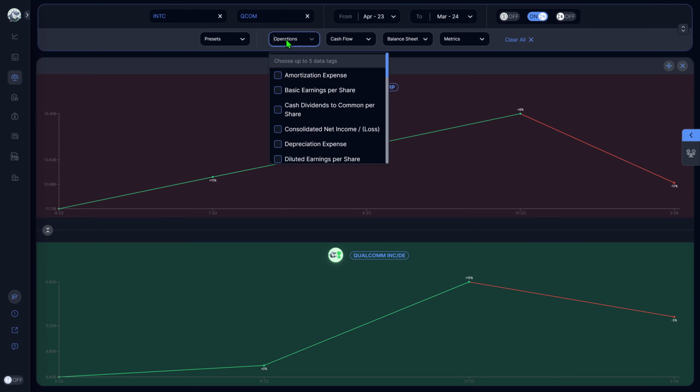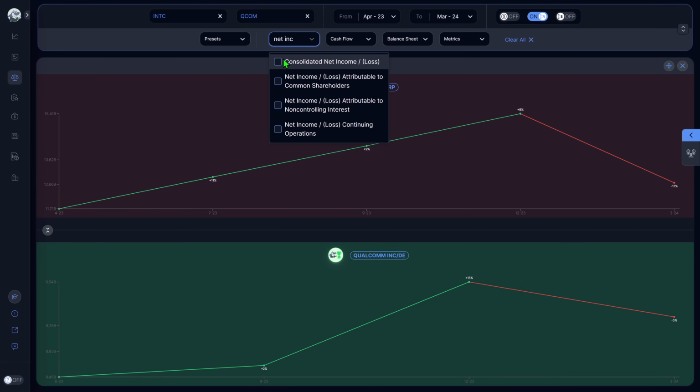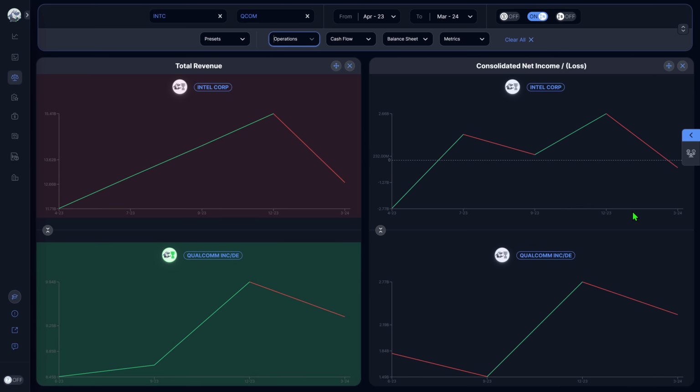Net income, profit. Intel's profit is down 116% and is now negative, being a loss of $437 million. Qualcomm's profit is down 16% to $2.33 billion. Qualcomm did less worse.